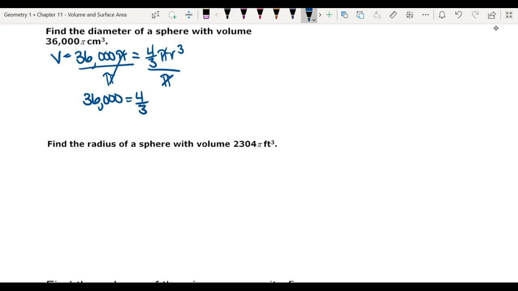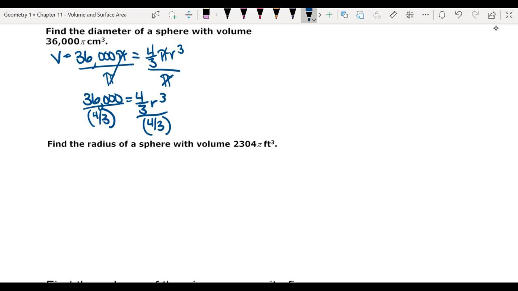So now we're left with 36,000 equals 4/3 r to the third power. How do you get rid of a 4/3? There's actually two ways you can do it. Most people prefer I divide each side by 4/3. If you are going to divide by 4/3, you need to put 4/3 in parentheses when you plug it into your calculator.